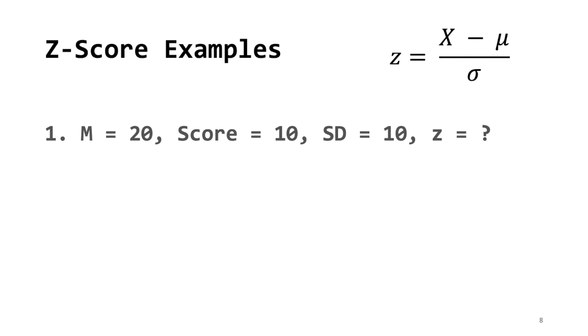So consider some examples. We have a mean of 20, our score is 10, and our SD is 10. What's our z-score? Our score is the x, so we plug in 10 here. Our mean is 20. So on top we have 10 minus 20, which is negative 10, over an SD of 10. So our z-score is negative 1.